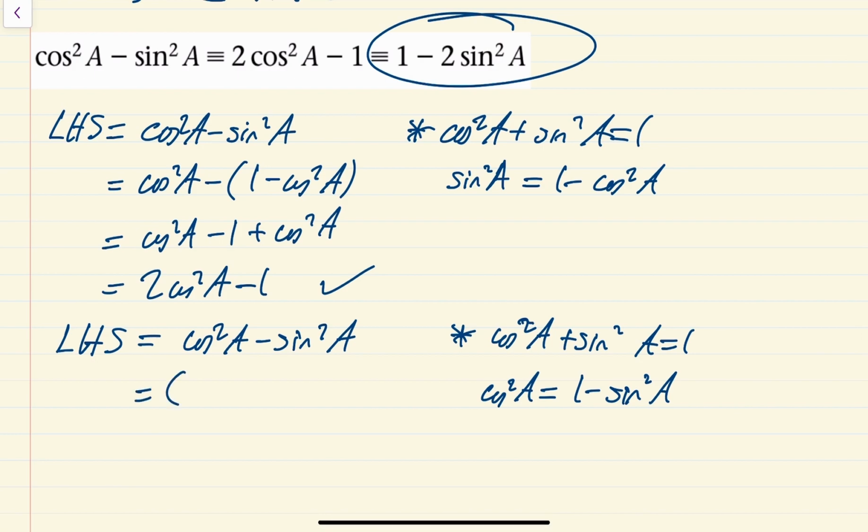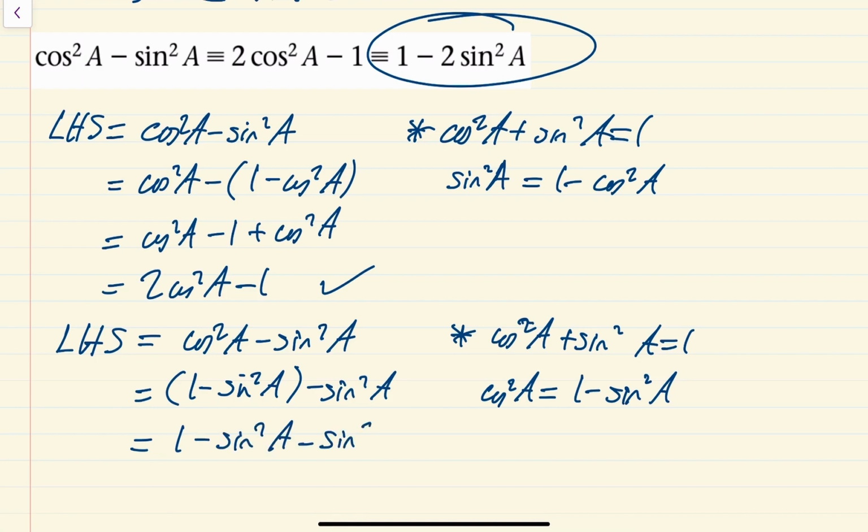So this becomes, instead of cos squared a, we're going to write 1 minus sine squared a, and then minus sine squared a. You'll just have 1 minus sine squared a minus another sine squared a, which then becomes 1 minus 2 sine squared a, which is what we had on our right hand side. So we can see it is correct.